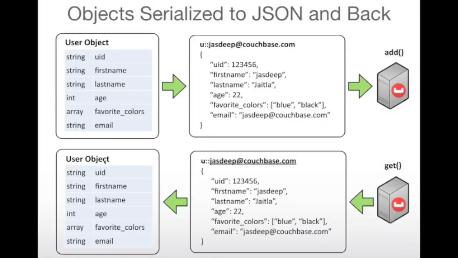So this is the general format. This is generally what you're doing almost all the time. So you're creating a user object here. You're serializing your object into JSON. You're storing it in Couchbase. In this case, we're creating, so we're adding it to Couchbase. Then later you're retrieving that JSON back. You're deserializing back to your user object.